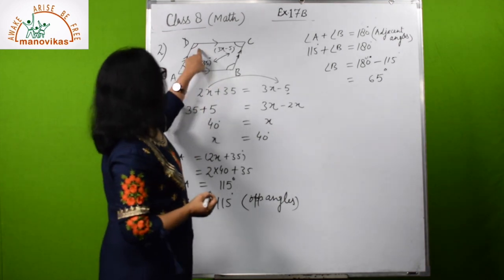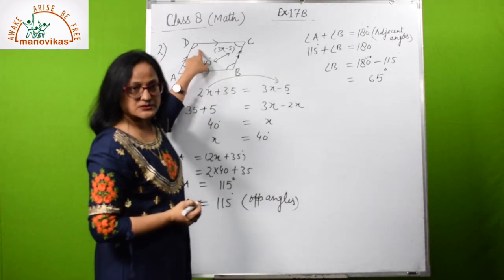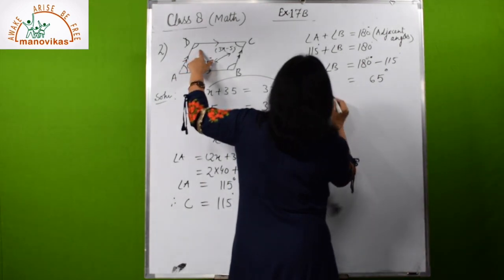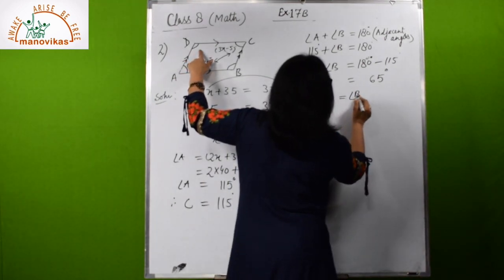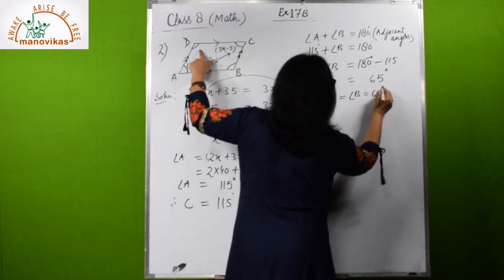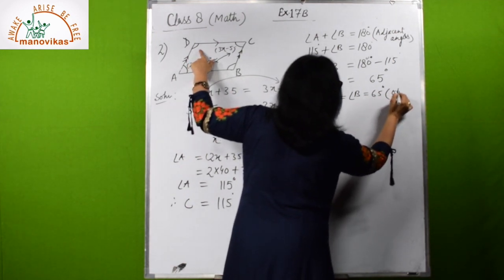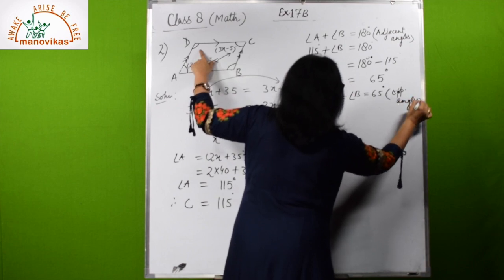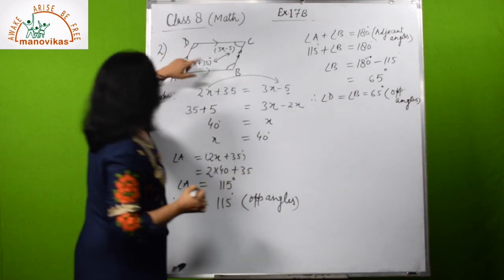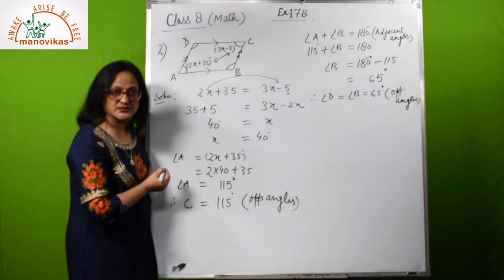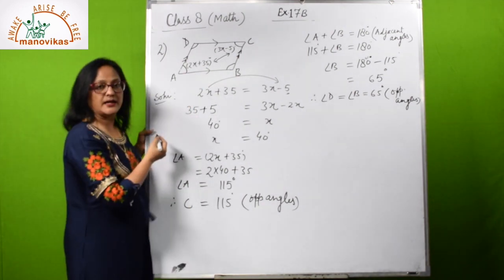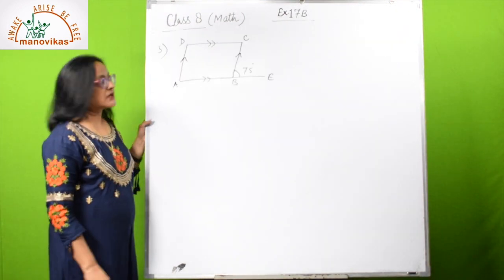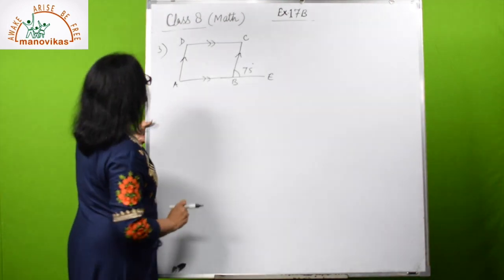Now because B and D, they are opposite angles, so they will be equal. Therefore angle D is equal to angle B, this is equal to 65 degree. Why? Because they are opposite angles. So you have to mention this also. So this way we have found all the four angles by using opposite angle and adjacent angle property of a parallelogram.